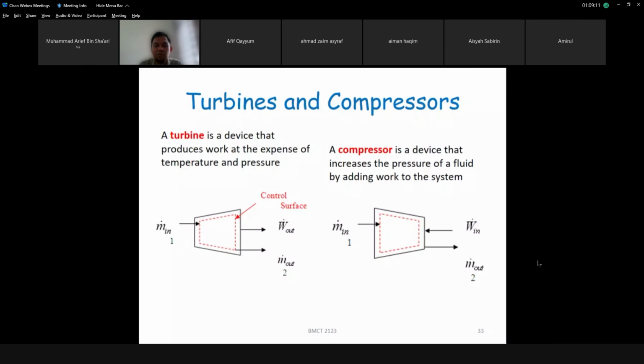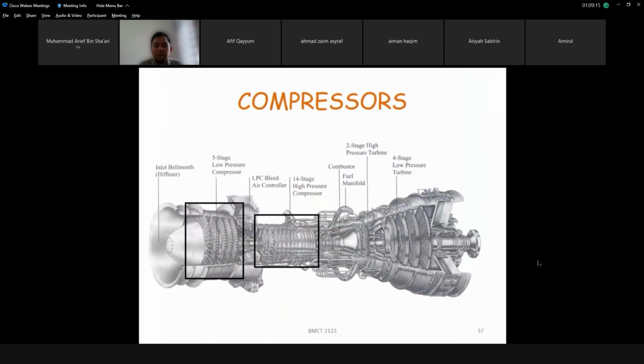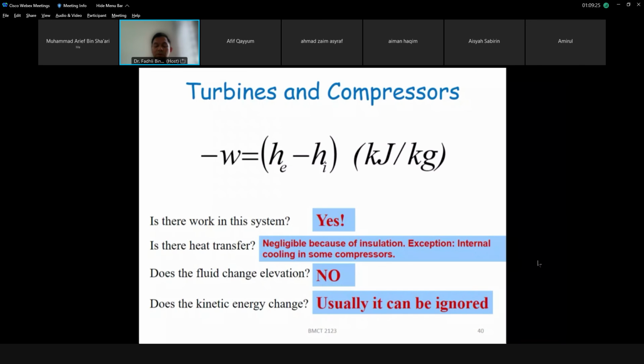Okay, ini contoh turbine dan juga ni. So we can proceed to the consideration after we know the function of the device. Then we go for the considerations here. Is there work in the system? Yes. Turbine kekalkan W out, mansuhkan cancel W in. Compressor, you cancel W out, but you keep W dot in.